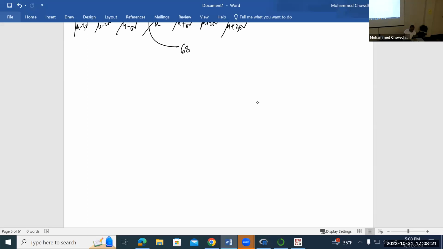Now I want to compute this probability. The probability of Z greater than or equal to 1. Let me first do this: the probability of Z less than 1.5. I want to find this probability. How can I do this?